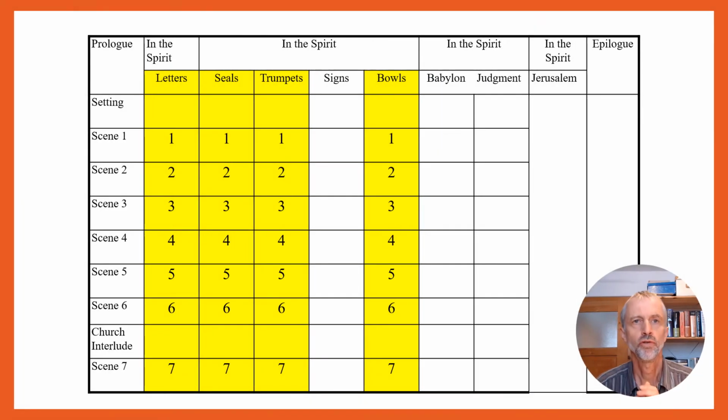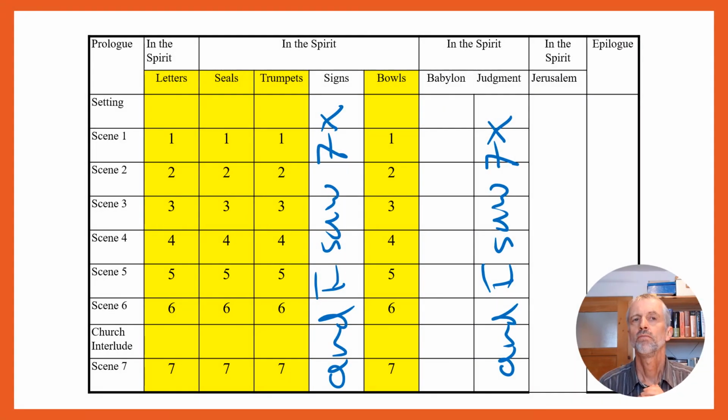Back to the horizontal chart. How did I come up with 7 scenes? Well, in some cases this is quite obvious. There are 7 letters. There is a scroll with 7 seals, and with each seal there is a scene, something happens. There are 7 trumpets, there are 7 bowls. They are numbered in the text. This makes one wonder if perhaps the other columns are also divided into 7 units. And it turns out that they are.